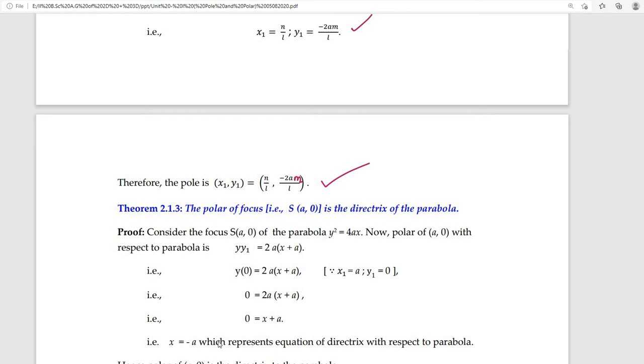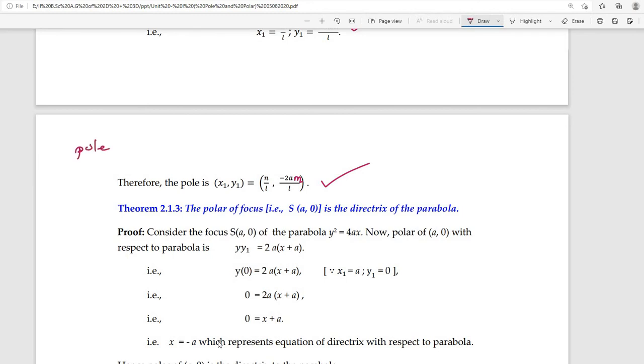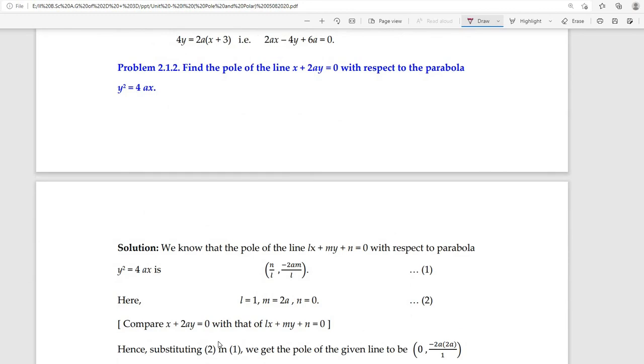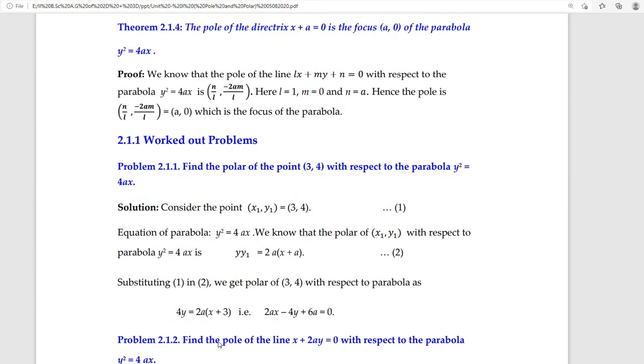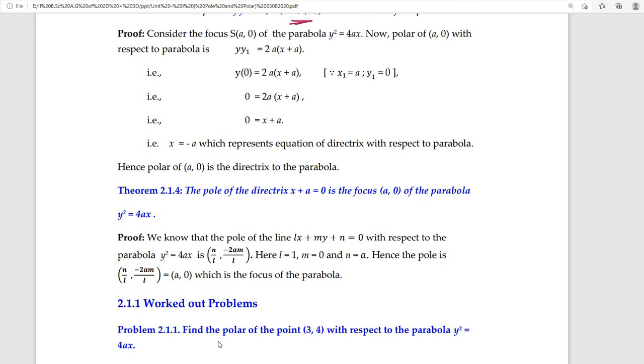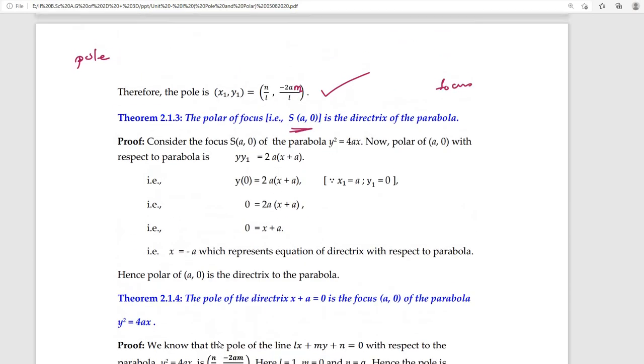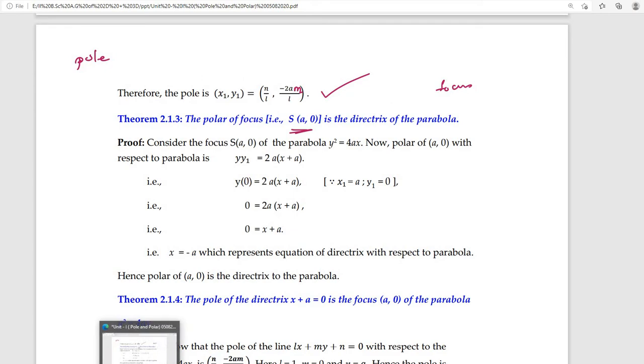Then, given a point, its polar is written, for which we consider this special case. If we have the point to be say (a, 0), that is the focus of the parabola, then its polar we are going to show as the directrix. So for which again y1 equal to 2a into (x plus x1) is to be considered, and then you have to replace your (x1, y1) by (a, 0). So that will give the directrix to be x plus a equal to 0.